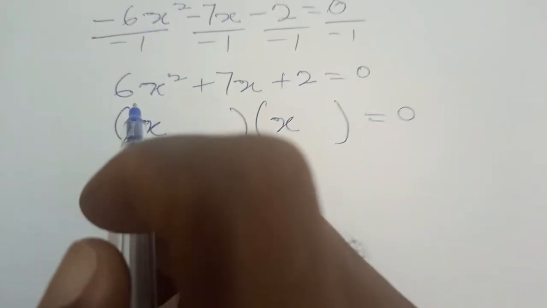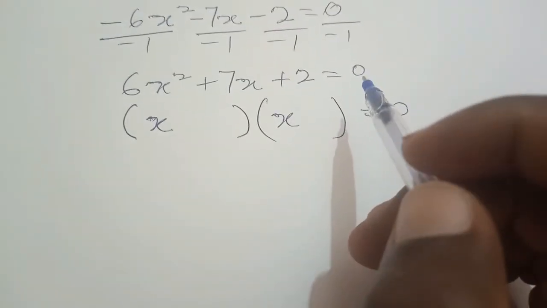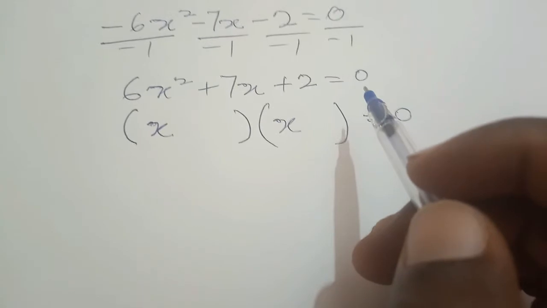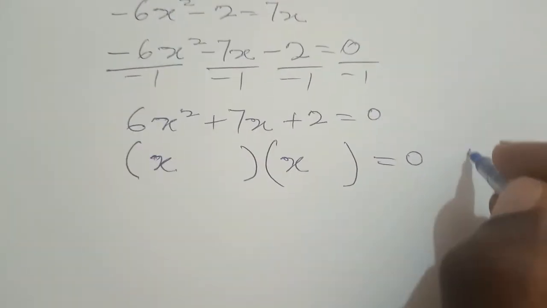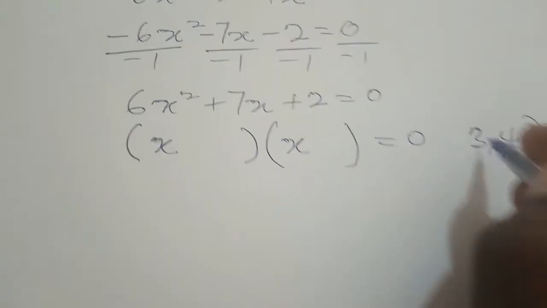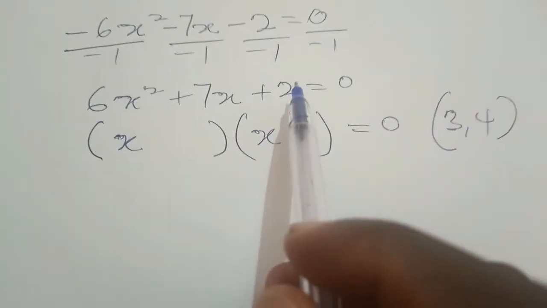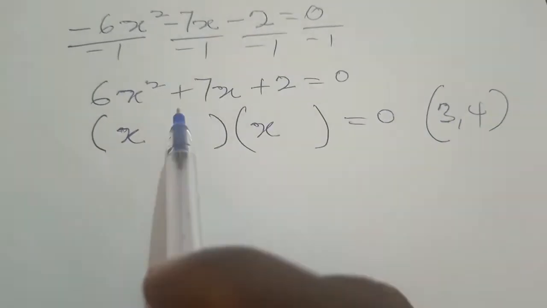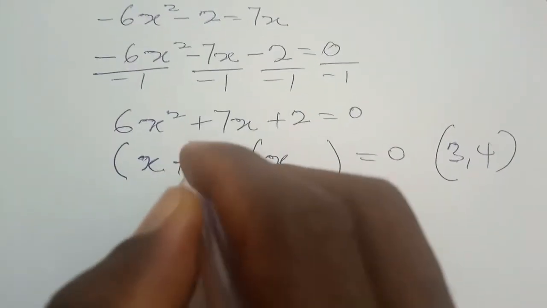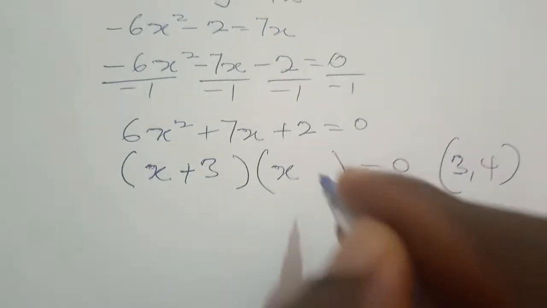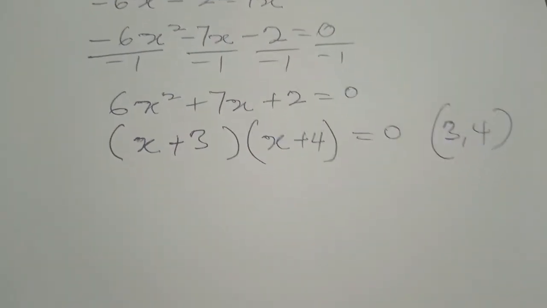So our a is 6, our c is 2. a times c is 6 times 2, which is 12. We are looking for two factors of 12 which, when we add, will give us the 7 here. And that is 3 and 4, because 3 times 4 gives us 12, which is our a times c, and 3 plus 4 gives us 7, which is our b. Therefore, I will just put my plus 3 here and plus 4 here. Those become our two factors.